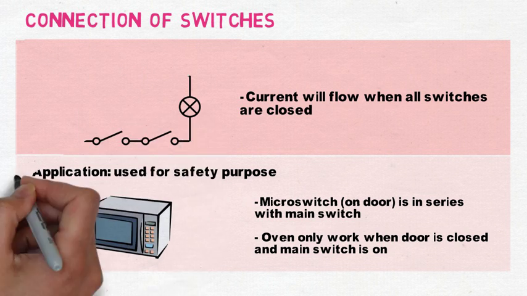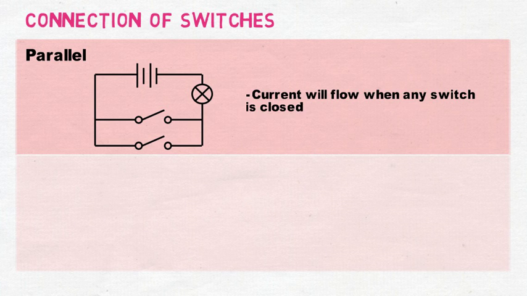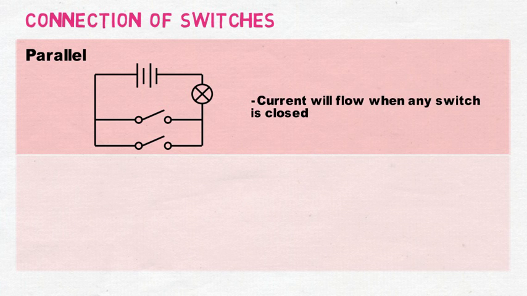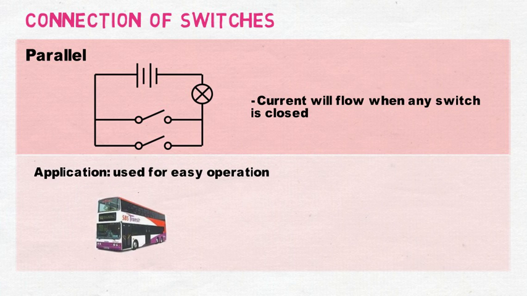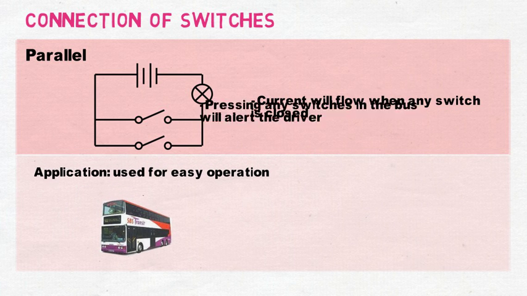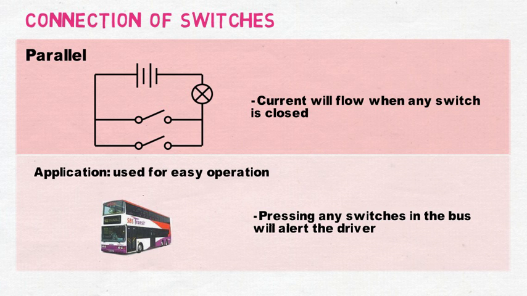It is safe to use because it will only work if both the main switch and the microwave door is closed. We have also learned that in a parallel circuit, current will flow when any of the switches are closed. This can be observed in the easy operation of the alarm switches of a bus, as pressing any switch on the bus will alert the bus driver.